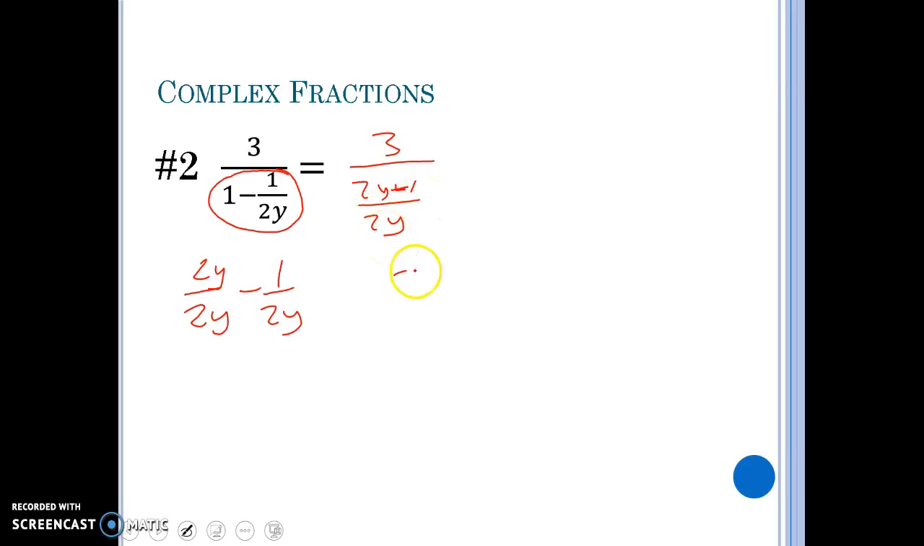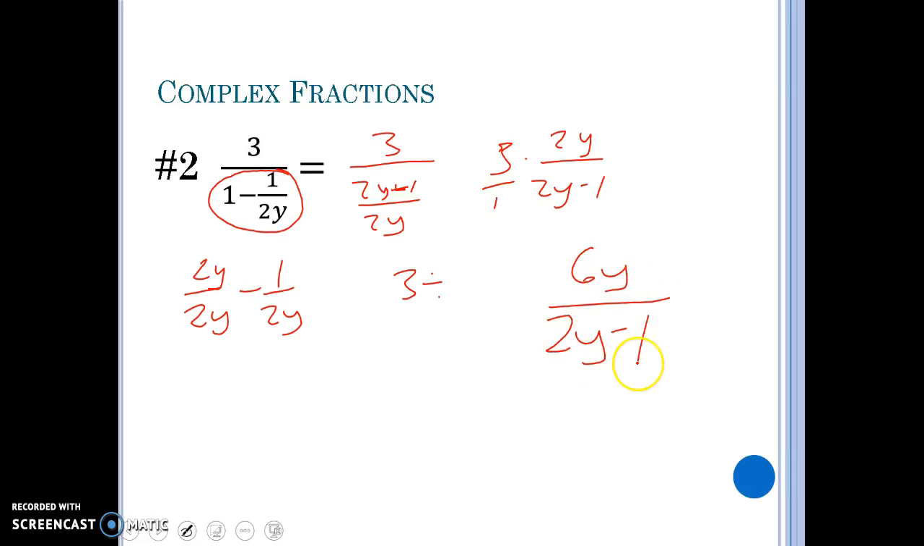That's the same thing as 3 divided by 2y minus 1 over 2y, which is the same thing as 3 times 2y over 2y minus 1, because I'm multiplying by the reciprocal. If I multiply, 3 times 2y is 6y over 2y minus 1. It's going to be tempting for some people to simplify the 6 and the 2. You cannot do that because the 2y is connected with the 2y minus 1. So I just have to leave it as 6y over 2y minus 1.